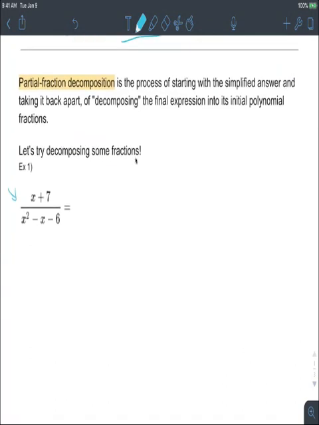So partial fraction decomposition is when we decompose a fraction, so we split it apart into two fractions that we're adding together, two or more. So what we're going to do is first factor the denominator. So I could get something like x plus 7 over x minus 3 times x plus 2. You can use the big X there if you want. So we factor the denominator.